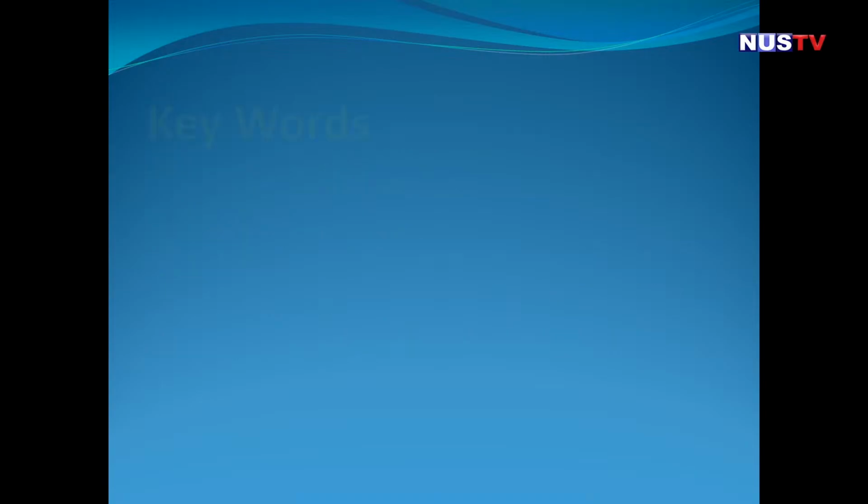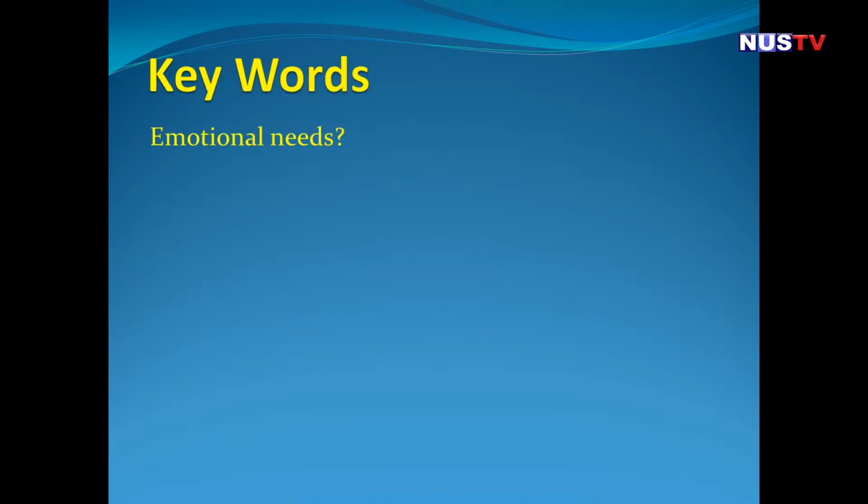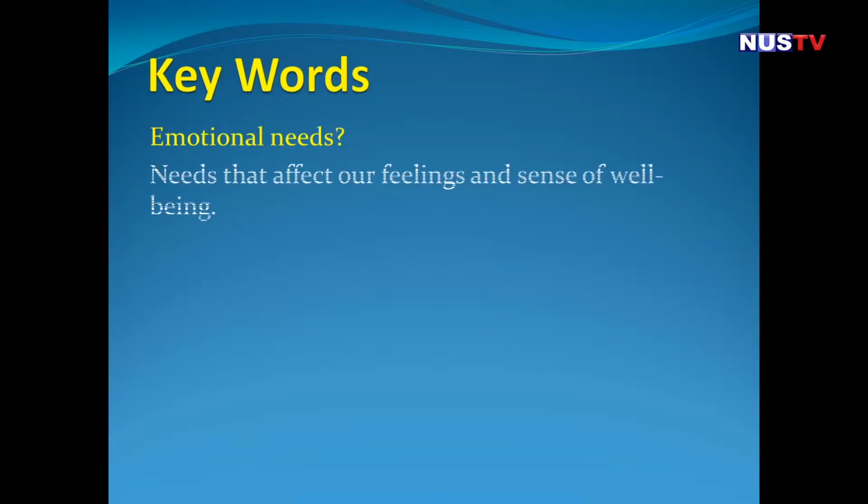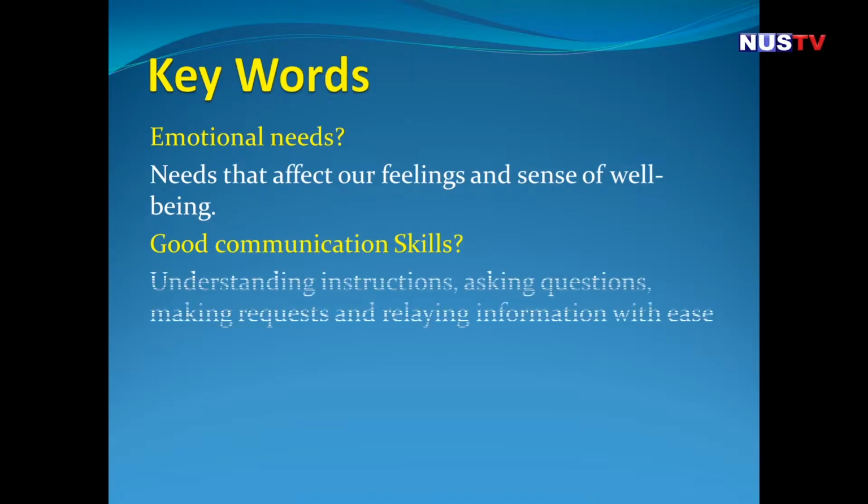Next on the screen is to define some new words or the keywords. If you have a dictionary, you can use it. The first word is emotional needs. What is emotional needs? Emotional needs are needs that affect our feelings and sense of well-being. Next word is good communication skills. What is the meaning of good communication skills? Good communication skills is understanding instructions, asking questions, making requests, and relaying information with ease.